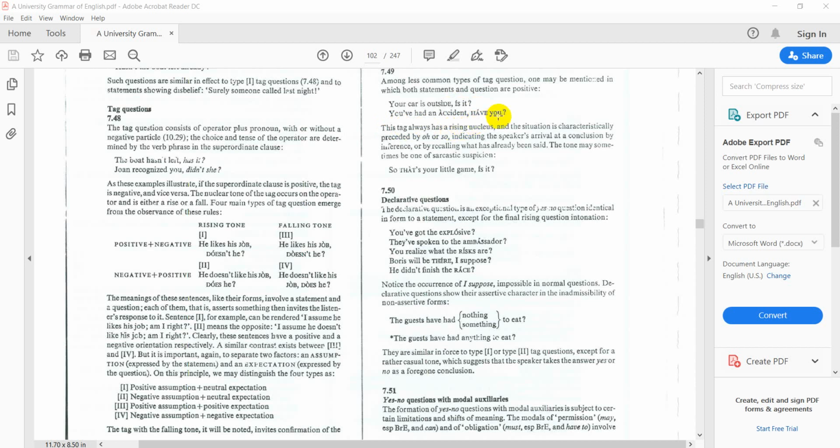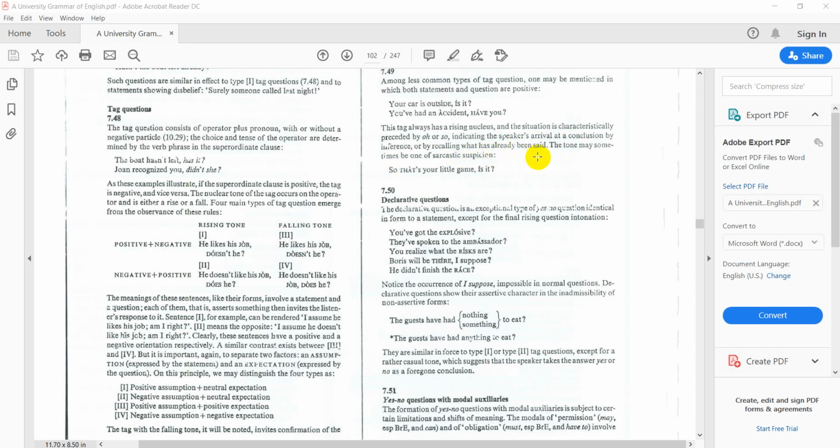You've had an accident, have you? If someone is entering in front of us, it's clear that that one has had an accident. So there is no way to deny. So we use the statement and the question in the positive condition. You've had an accident, have you? This tag always has a rising nucleus, and the situation is characteristically preceded by oh or so, indicating the speaker's arrival at a conclusion by inference or by recalling what has already been said.